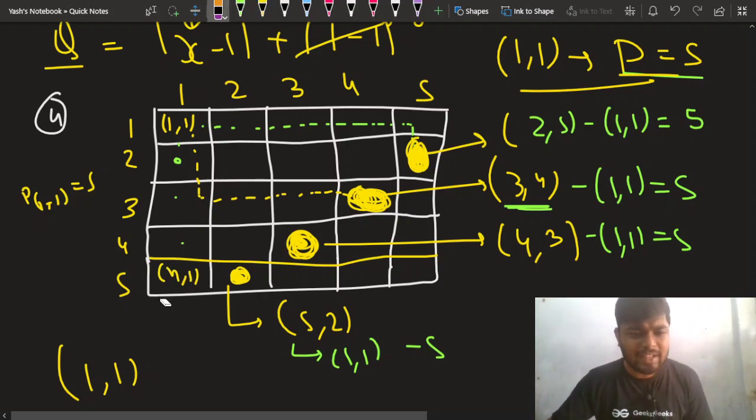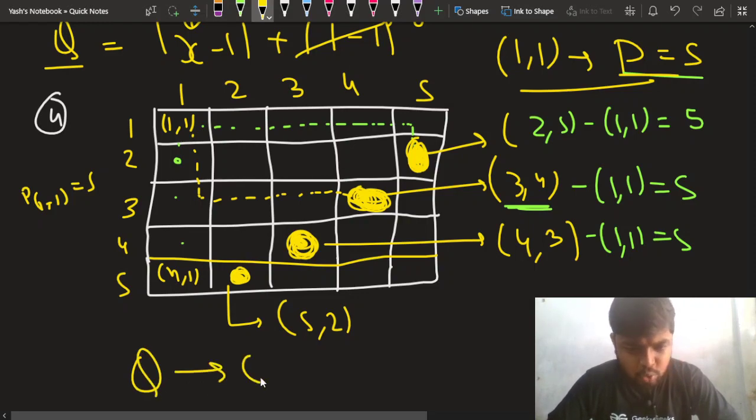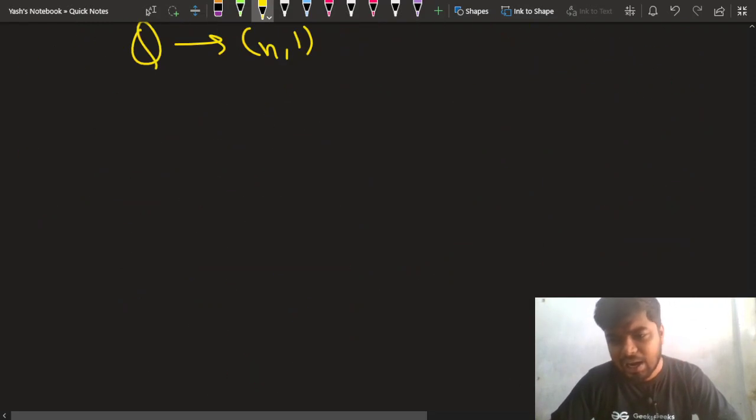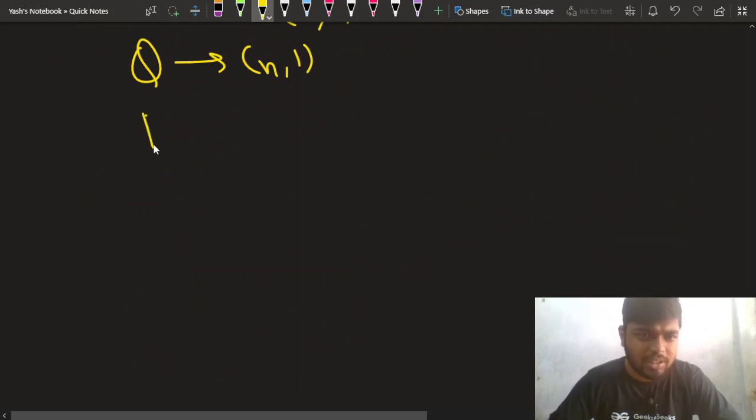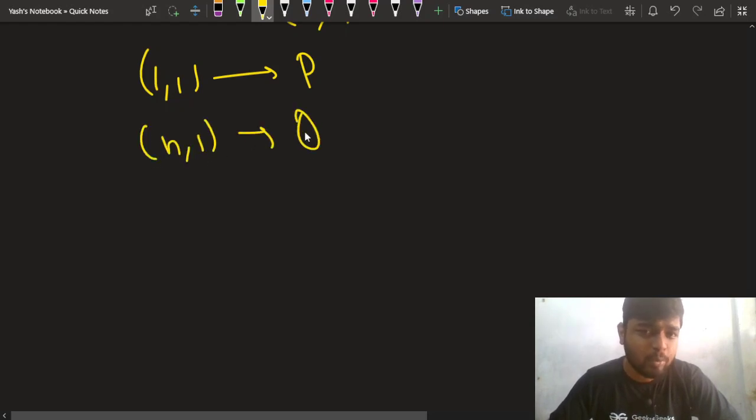If you take this cell and you get a value, let's say the value will be nothing but q. For this cell, you get a value q for n comma 1. And for the actual cell, let's write it once again. If you see this cell 1 comma 1, the distance of 1 comma 1 from the cell x comma y was given to be p. And for the cell n comma 1, the distance given to me will be q.